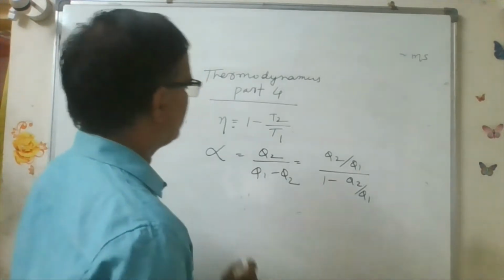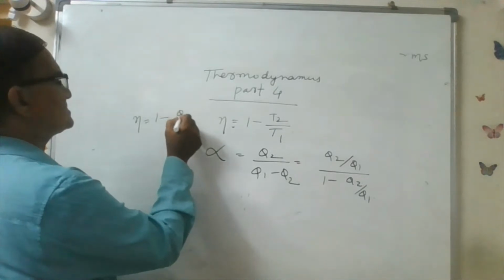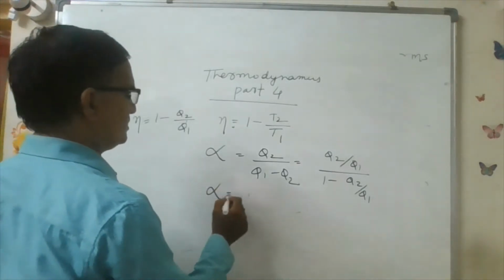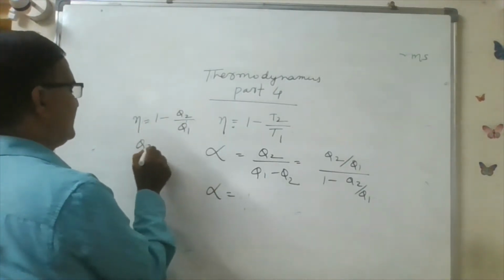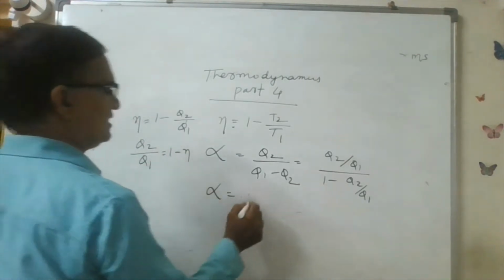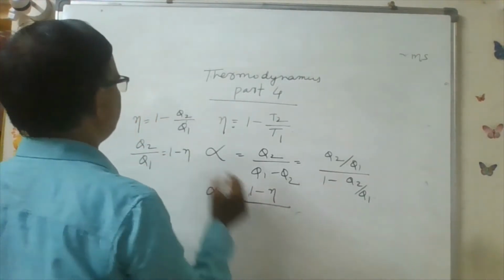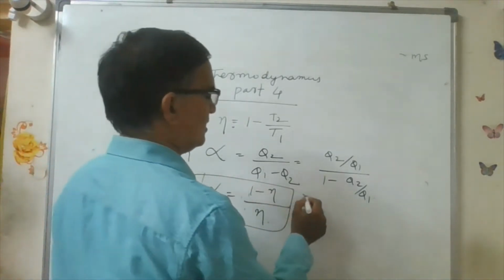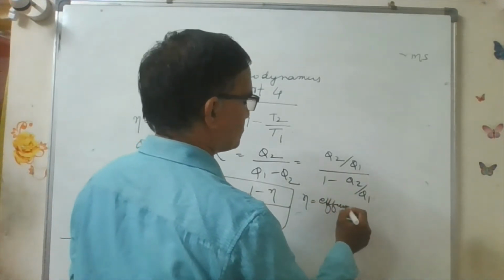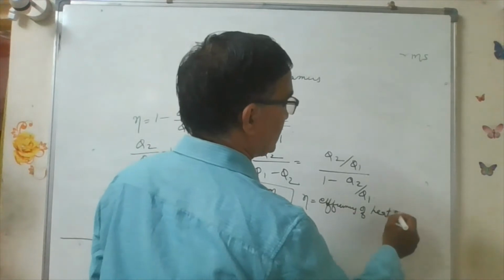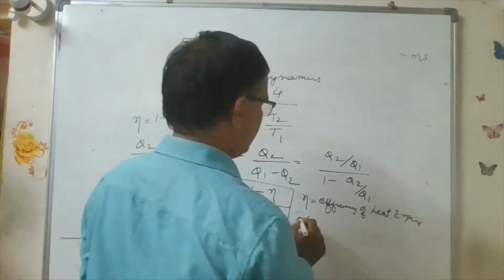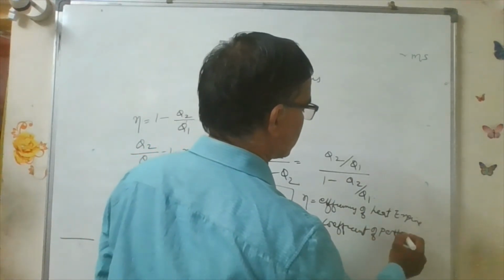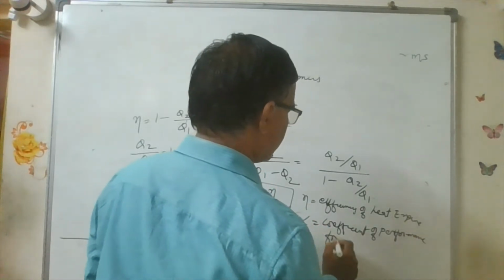Now, what is eta here actually? Eta is 1 minus Q2 by Q1, where Q1 is proportional to T1 and Q2 is proportional to T2. So alpha is equal to, Q2 by Q1 can be written as 1 minus eta, so alpha equals 1 minus eta by eta. This is the relation between the efficiency of a heat engine, eta, and alpha, the coefficient of performance for a refrigerator.